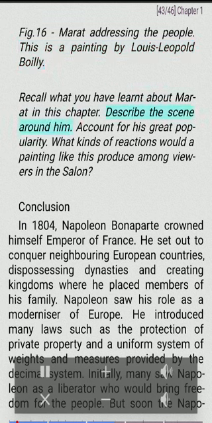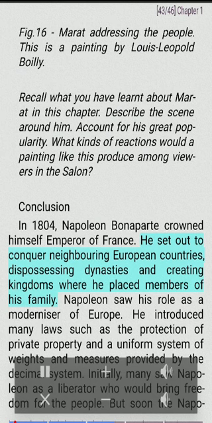Fig. 16. Merit addressing the people. This is a painting by Louis Leopold Boilly. Recall what you have learnt about merit in this chapter. Describe the scene around him. Account for his great popularity. What kinds of reactions would a painting like this produce among viewers in the salon?